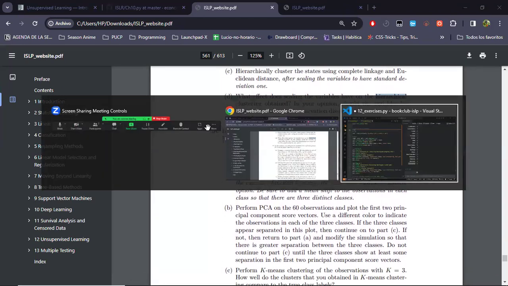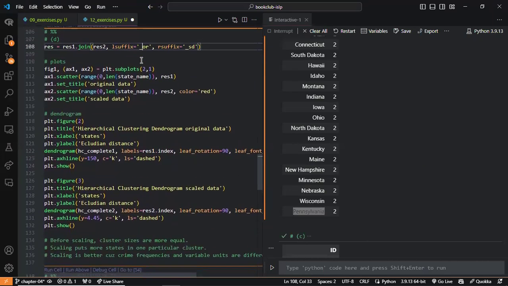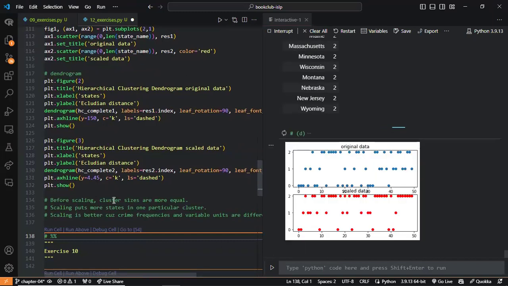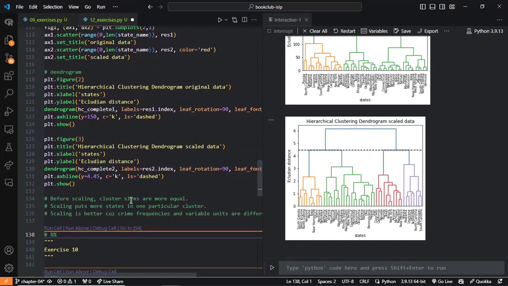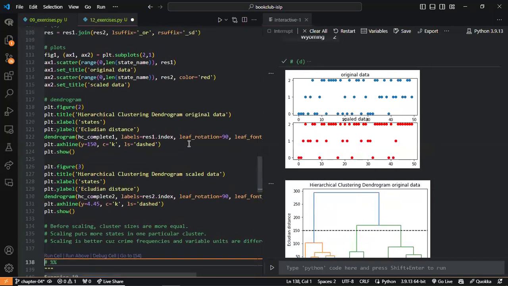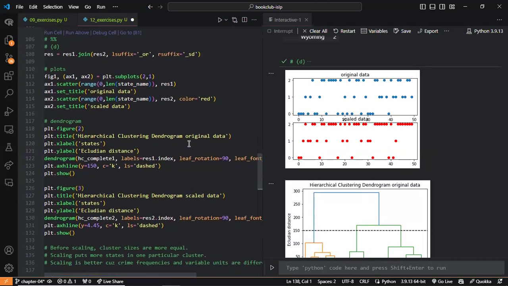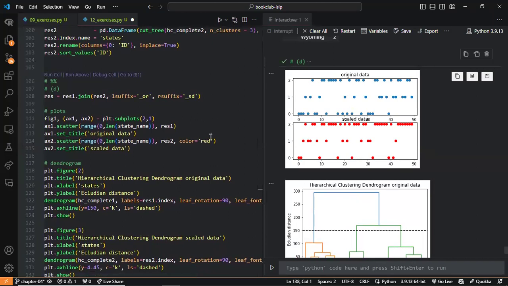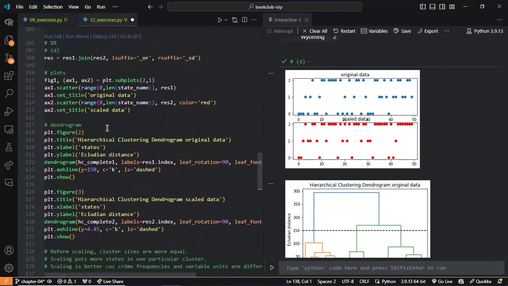So let's take a look now at this particular case. Let's run the code. Let's see. I want to get an idea of the x-axis. It's simply the ID given to the states. Okay.